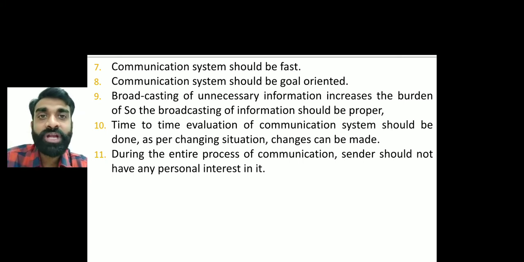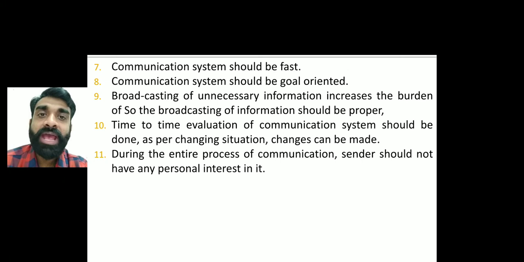And next, time-to-time evaluation of the communication system must be there, right? So that there is no gap or lacking in the communication channel, and if any changes are needed, they can be made. That's why the evaluation or analysis of the communication channel must be done from time to time, like every 3 months, 6 months, 1 year, right? Whether proper communication is taking place or not, everything should be checked and done as per the organization structure.